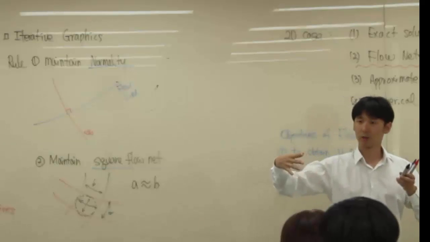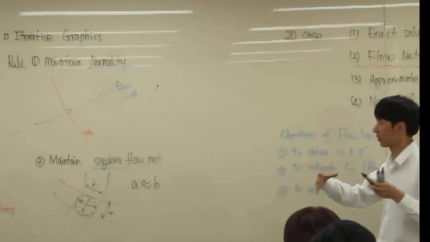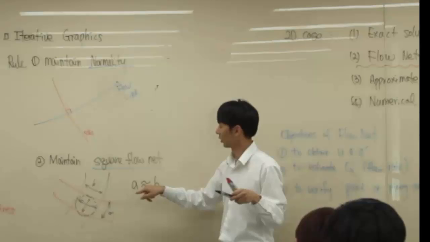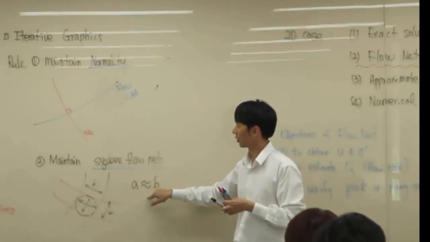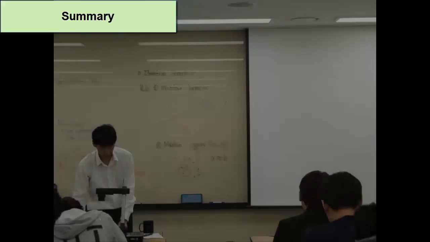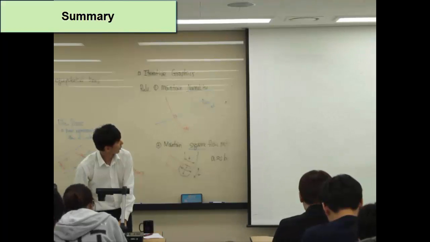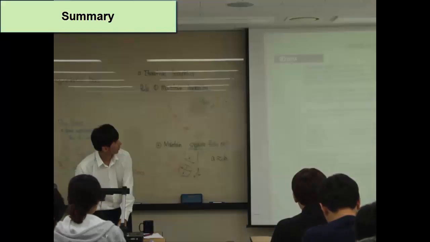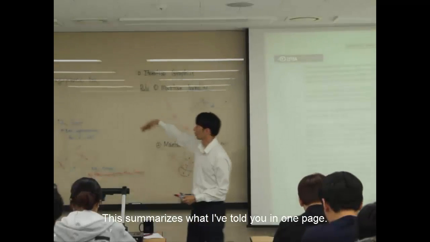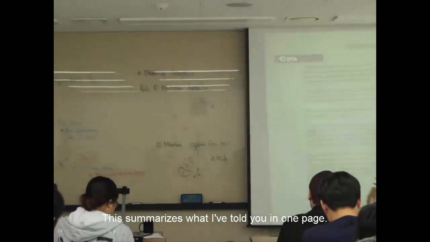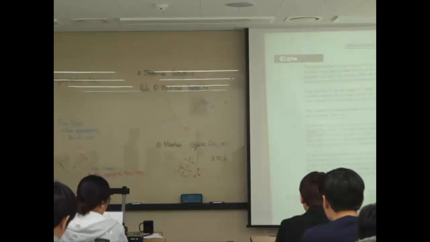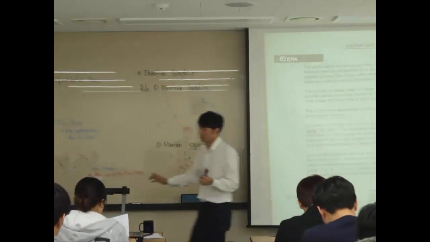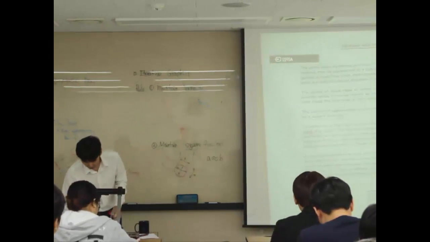When the width is very similar to the length, it becomes the square flow. Actually, this handout summarizes what I just told you in one page, so it's very useful. Let me read the first paragraph.